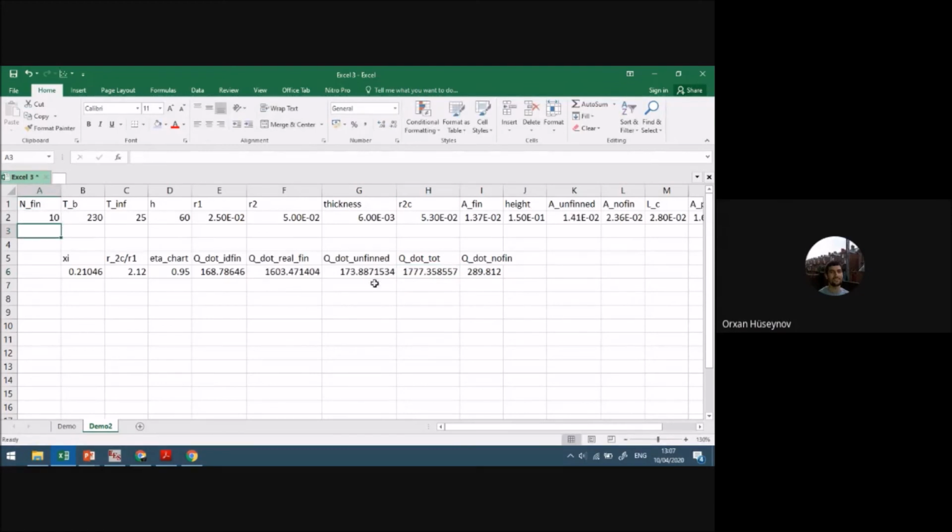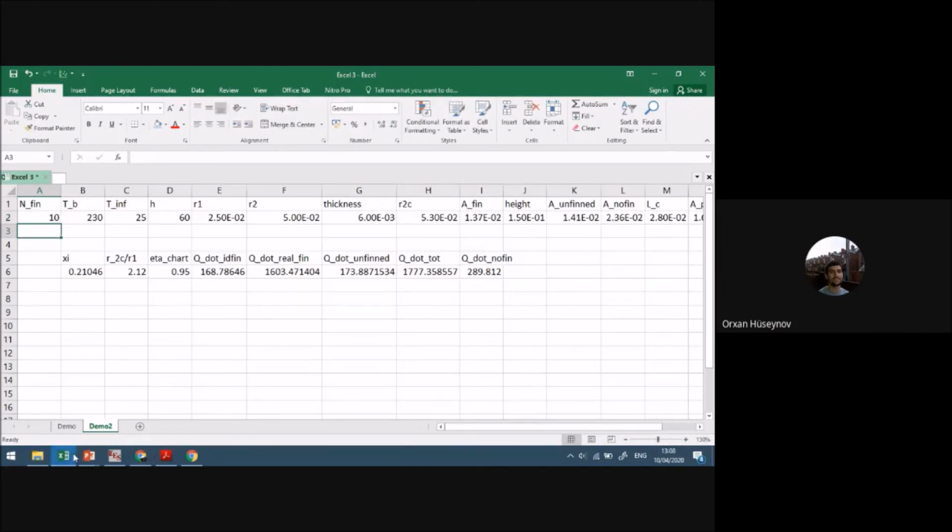Let's see if it affects. No, it is okay, it affects. So we can make it 15, we can make it 50, 100. You see, the transferred heat increases. But after some value, you will see that, let's make it 10. So you will have a problem.